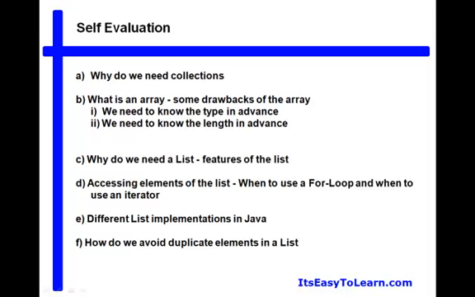Accessing elements of the list, when to use a for loop and when to use an iterator. We use a for loop when you want to read the elements from the list, and when you want to operate on the elements in the list, like adding or removing elements, we use an iterator. What are different list implementations in Java? Array list, linked list are some of the implementations in Java for lists.